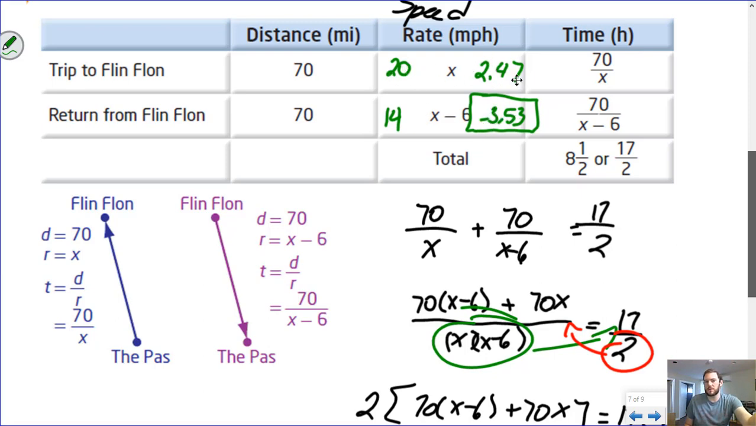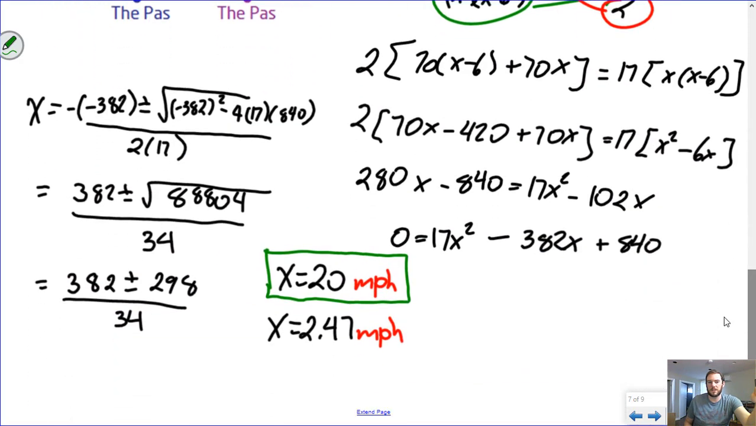So if I'm looking at which of these two answers make sense in the context of this question, if I know they went 6 miles per hour slower on the way back, then this number here can't be less than 6, right? It can't even be 6 because how could they be moving at 0? They'd never get back, right? So the only answer that makes sense in the context of this question is the 20.